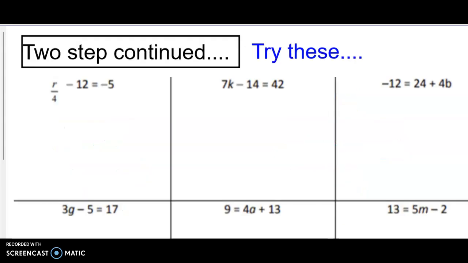Stop the video, and I want you to try these 6 problems on a separate sheet of paper. And when you're done, I want you to turn your work in to your teacher.